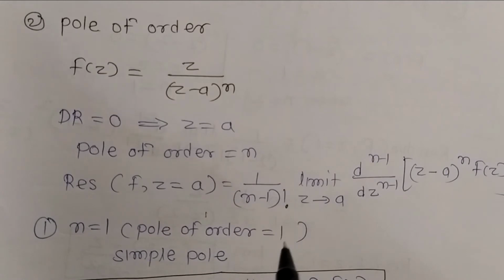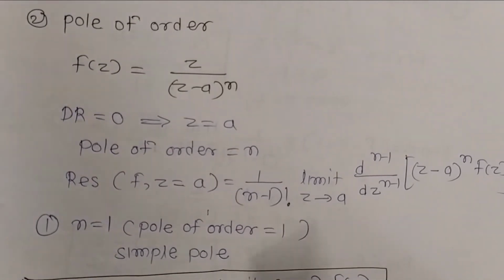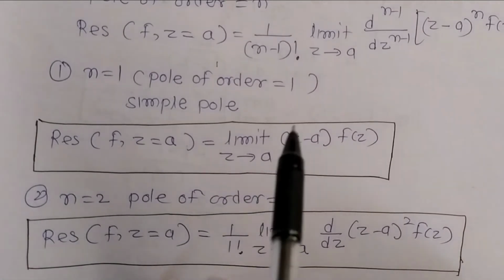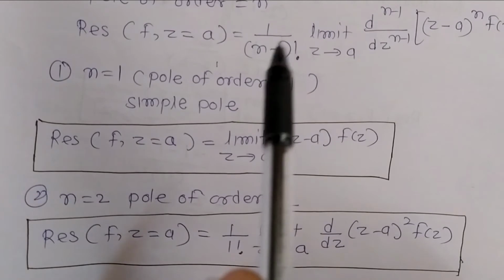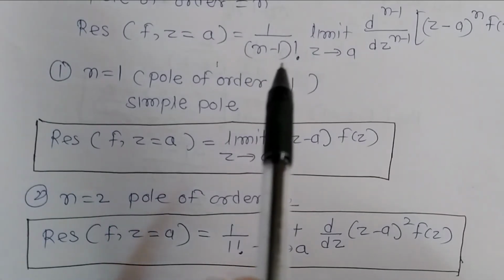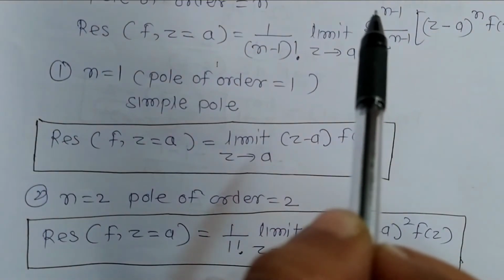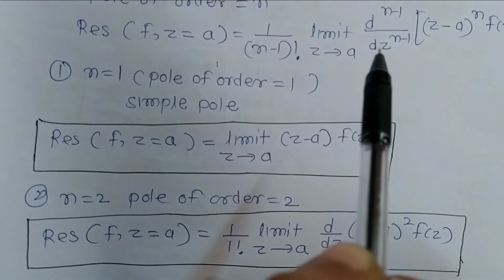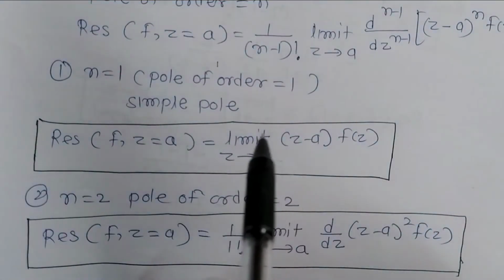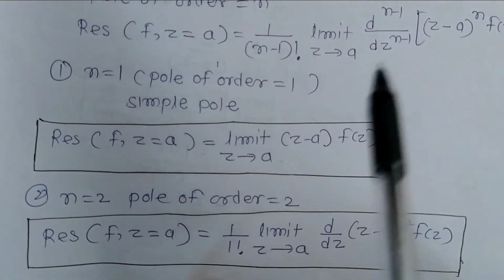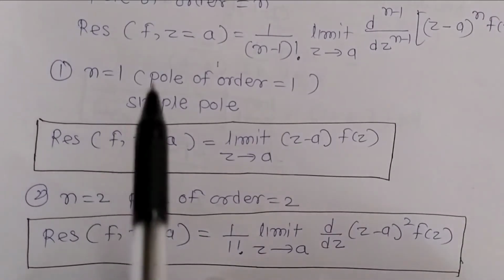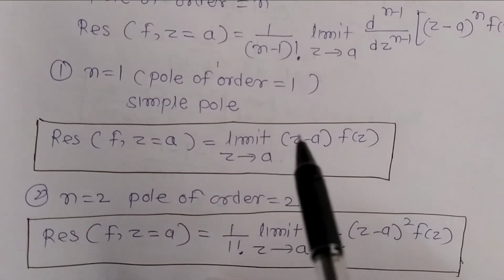When n = 1, the pole is of order 1, that means it is a simple pole, and the residue of f at z = a is the limit as z tends to a of (z - a) f(z). Putting n = 1, we get 1/0!, which is 1, and the derivative of order 0, so we have (z - a)^1 f(z). So when n = 1, the residue is the limit as z tends to a of (z - a) f(z).